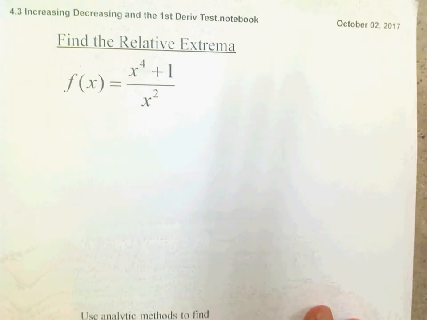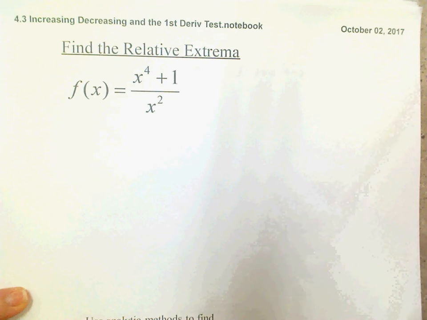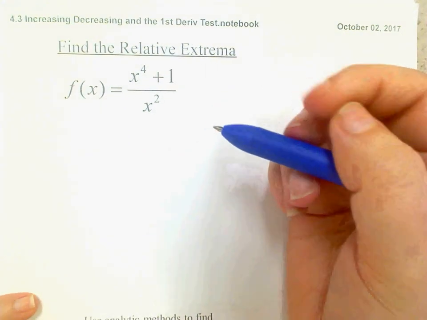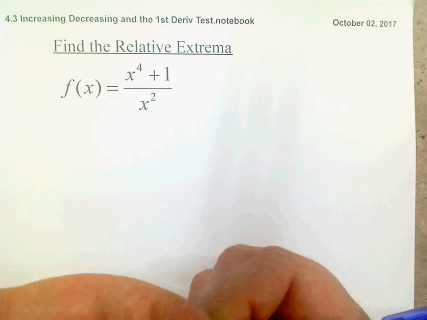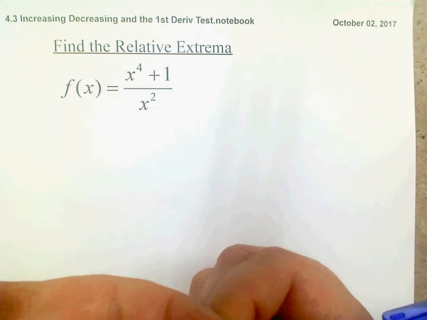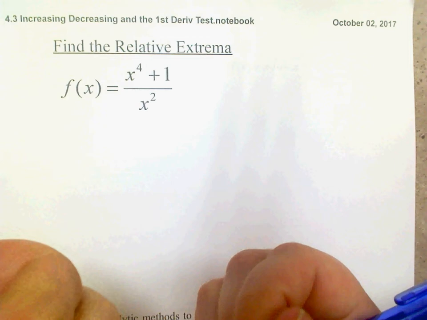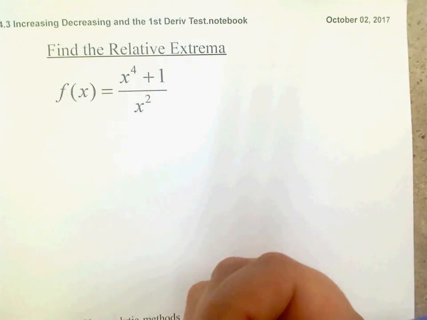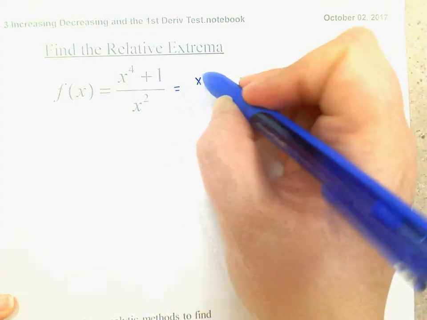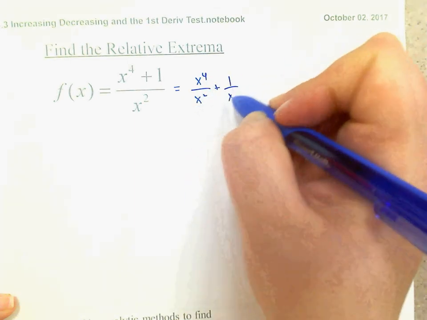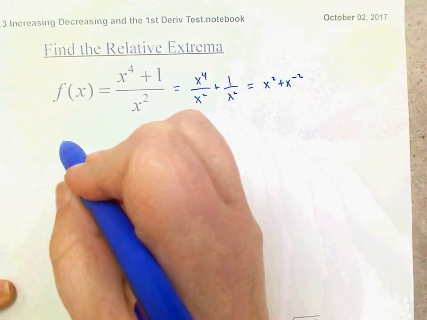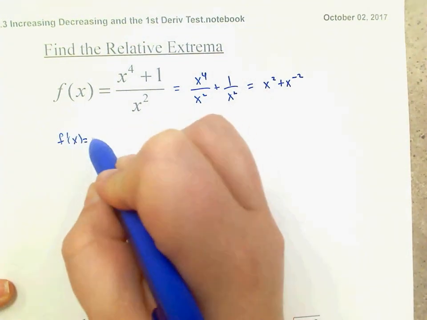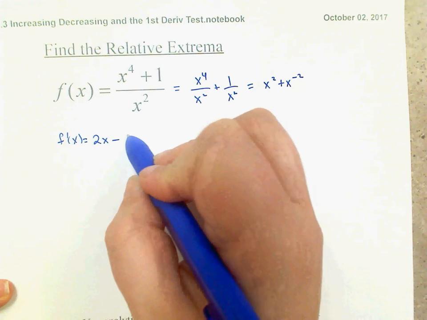So, find the relative extrema. In order to find the relative extrema, the first thing I always want to do is find the derivative. So I've got x to the 4th plus 1 over x squared, which I could use the quotient rule on, but I'm smart, so I'm going to split up the fraction first to make it a whole lot easier. If you're only dividing by one term, it makes it a whole lot easier if you split it up. And so I'm really just finding the derivative of x squared plus x to the negative 2. Okay? So f prime of x equals 2x minus 2x to the negative 3rd, or minus 2 over x cubed.